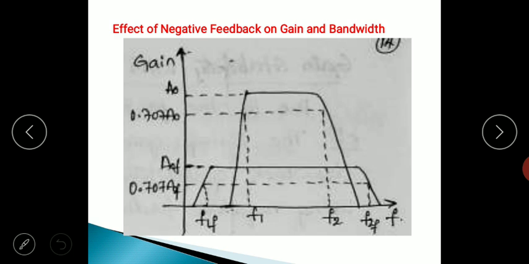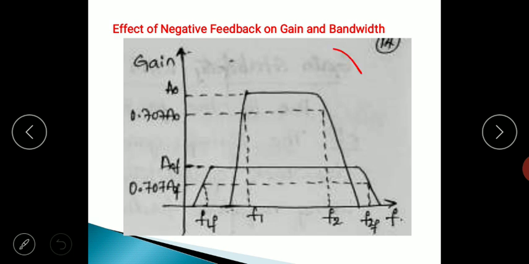This is a frequency response of an amplifier. A frequency response is nothing but a plot or graph of gain versus frequency. When you plot gain versus frequency, you can see that A0 is the gain of the amplifier without feedback, and normally the bandwidth is obtained at the cutoff frequencies, and the cutoff frequencies are taken at 70.7% of the maximum gain, or 1 by root 2 times the maximum gain.